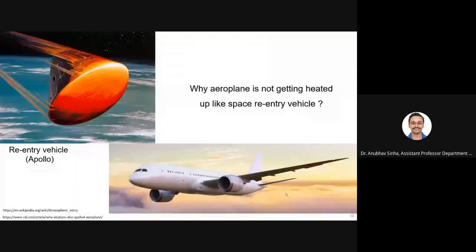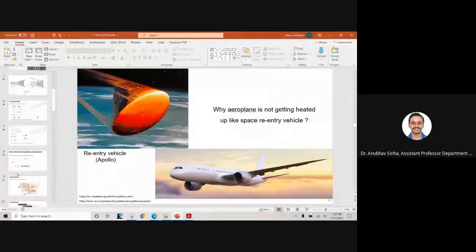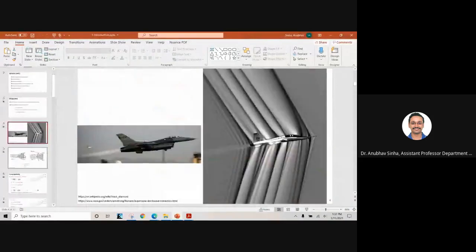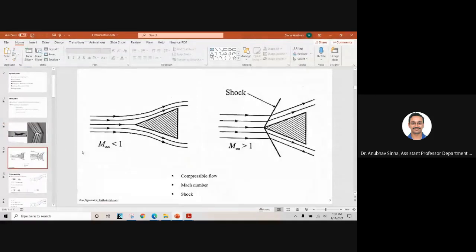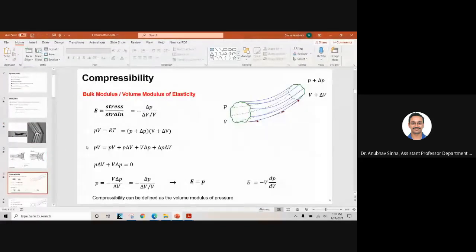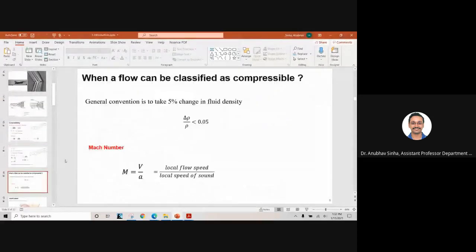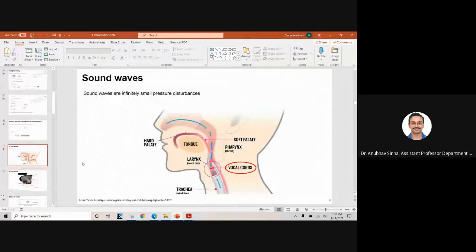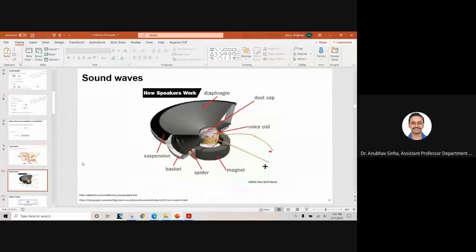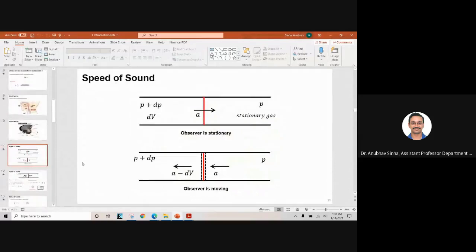We covered, let me just quickly go through. So we just started a brief introduction. We looked at what the various flow features are that we are encountering in this subject. We talked about compressibility. We talked about what a sound wave is, how it is generated using different devices, and then we talked about propagation of sound in a tube.